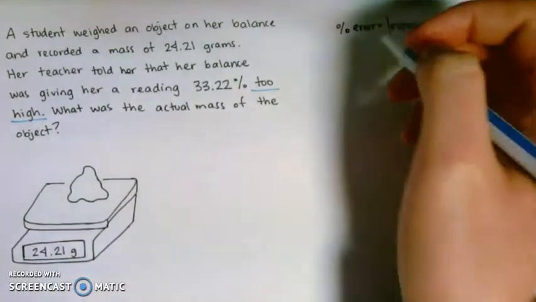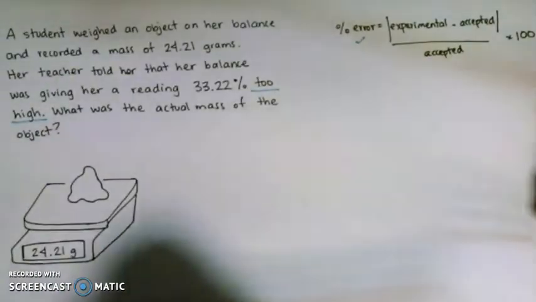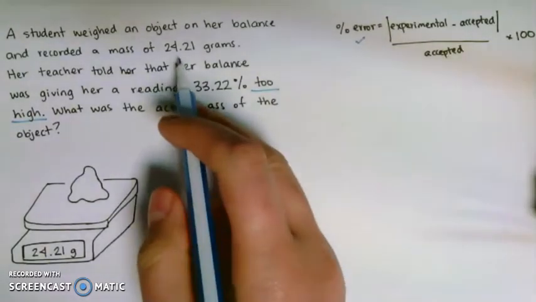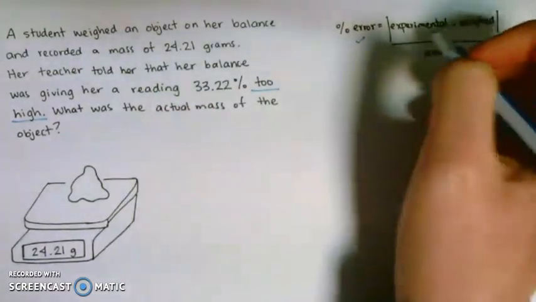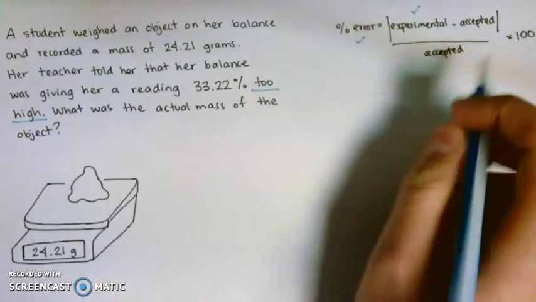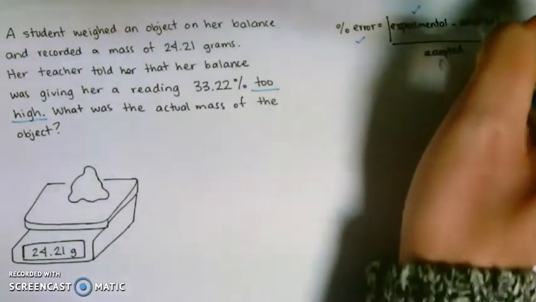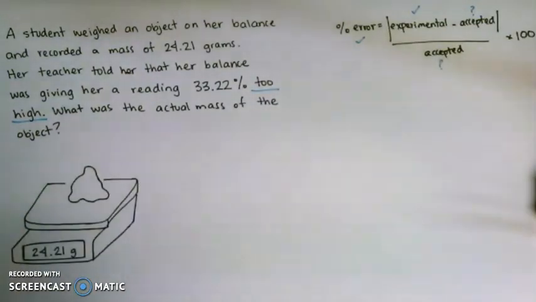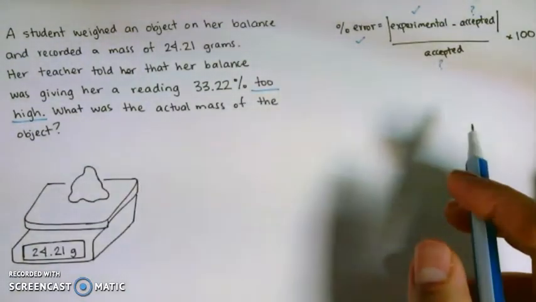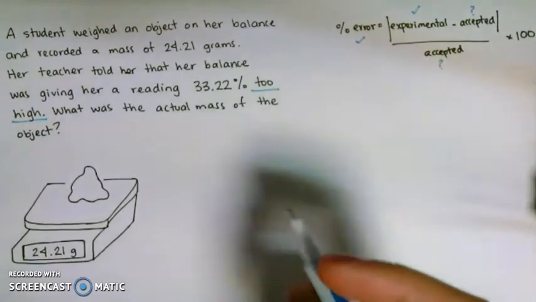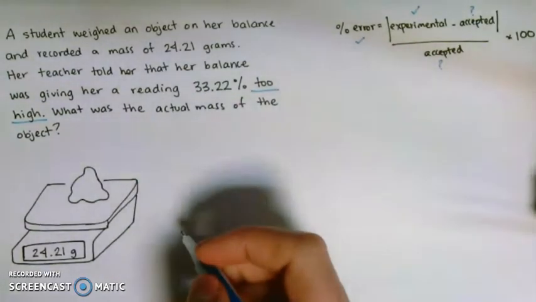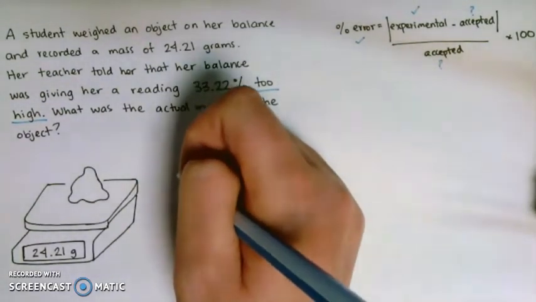So what we have here is we have the percentage error. We have the 24.21 grams, which is the experimental. We have the 100. What we're looking for is the accepted value. So I'm going to use the letter X to go into the accepted value.